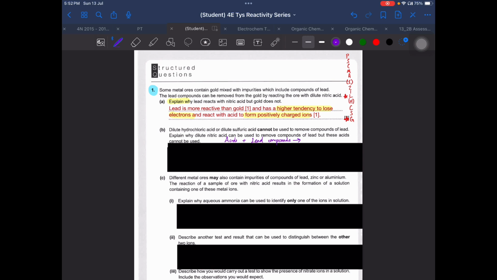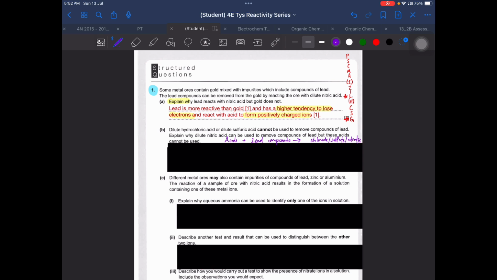Next, we take a look at what kind of products they can form. Based on this question here, you realize that you can form your chlorides, you can form your sulfate, or you can form your nitrate. So this is the key difference between using 3 different acids. There must be something about these 3 different types of products that makes it different when you use dilute nitric acid as compared to hydrochloric acid and sulfuric acid.